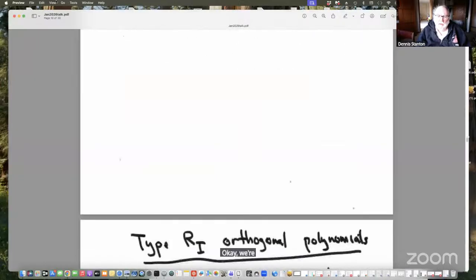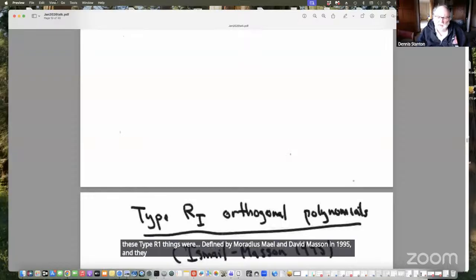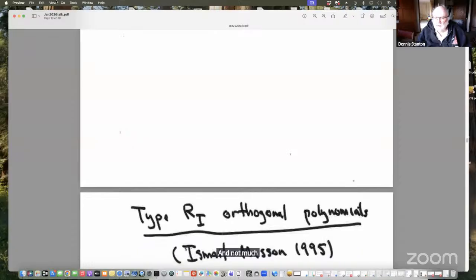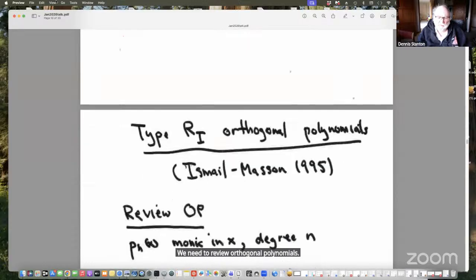Okay, we're now leaving the Rogers-Ramanujan problems and we're going to type 1 orthogonal polynomials, type R1. For me to tell you what those things are: these type R1 things were defined by Mourad Ismail and David Masson in 1995, and they just kind of sat there and not much happened with them for almost 30 years. We need to review orthogonal polynomials. So let's review orthogonal polynomials.